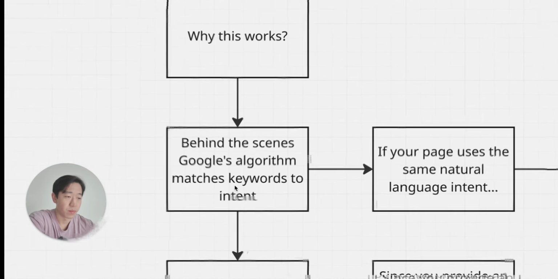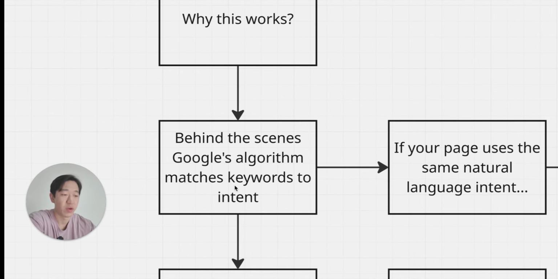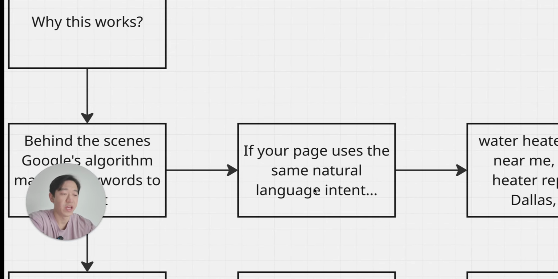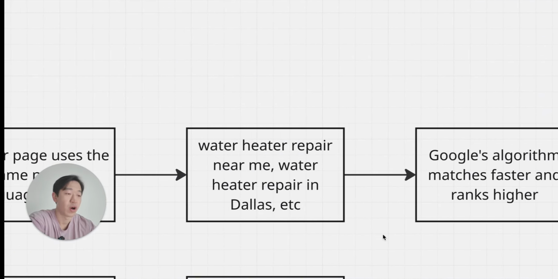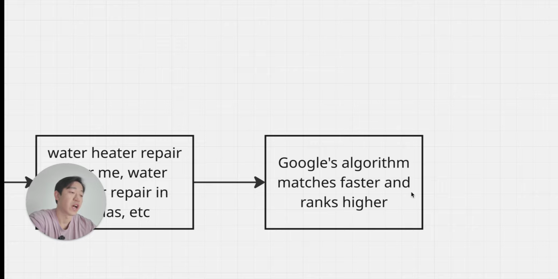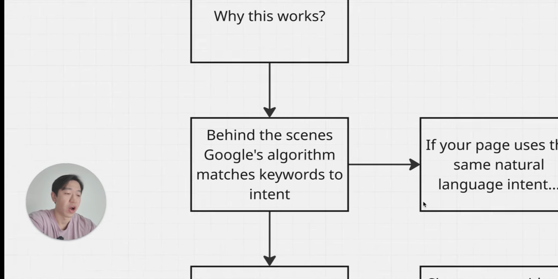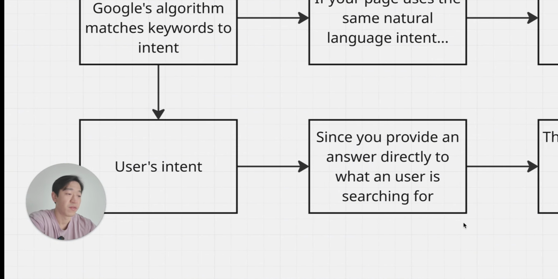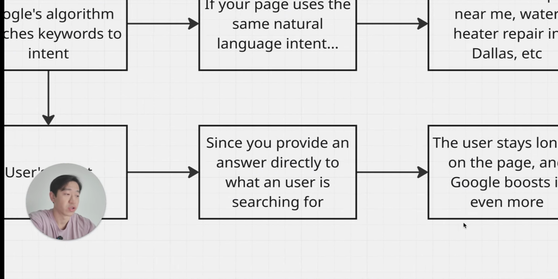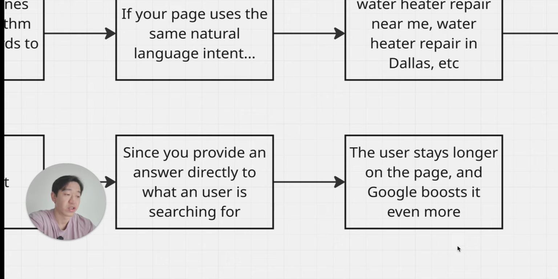So why does this all work? Behind the scenes, Google's algorithm matches keywords to intent. So if your page uses natural language, the same one that people search up, for example, water heater repair near me, water heater repair in Dallas, Google's algorithm will match you faster and rank you higher. And also, it looks at user intent. Since you provide an answer directly to what a user is looking for, and then the user stays longer on the page, Google boosts it even more. So your rankings shoot up because of it.